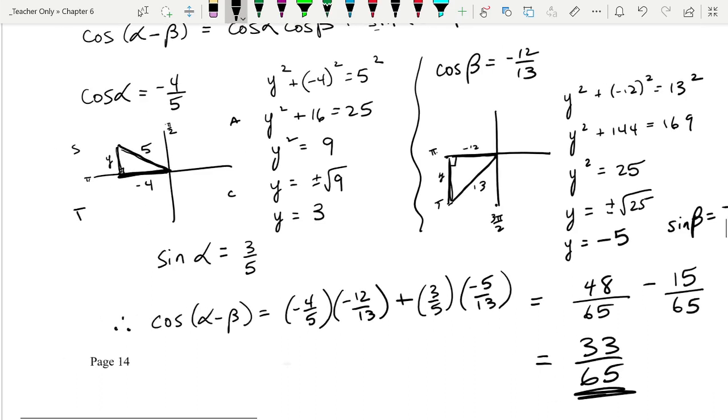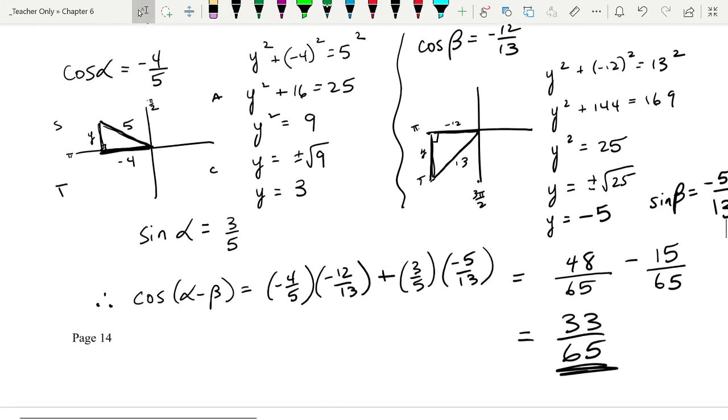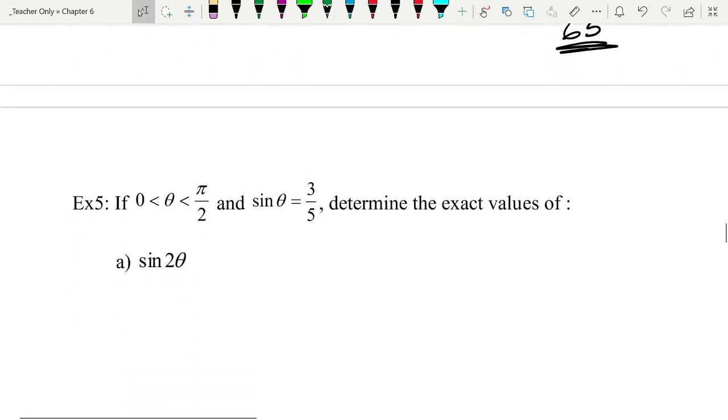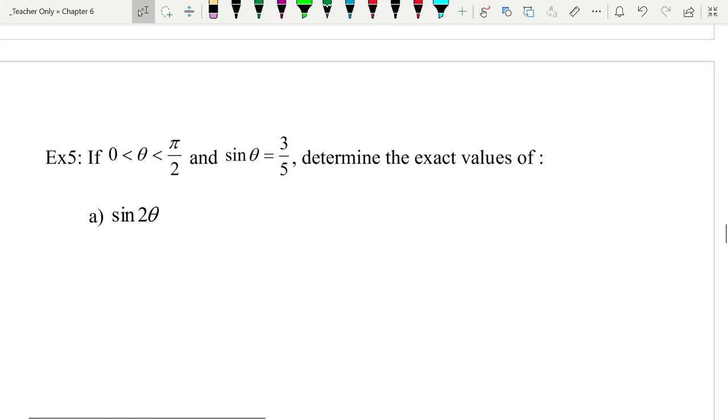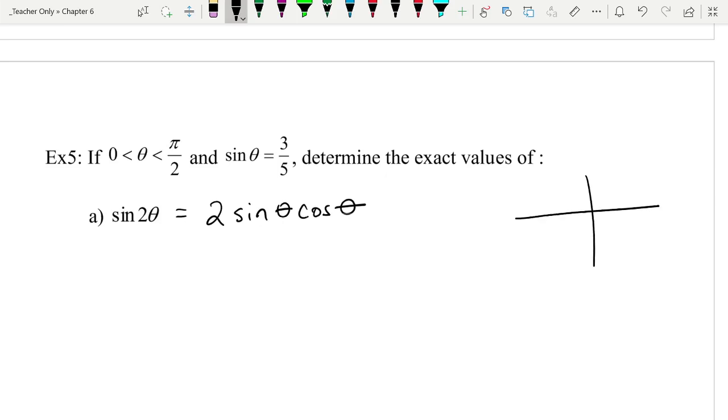Okay, here's one more kind of like it. Check out the next one. So we're between 0 and pi by 2, and sine of theta is 3/5. Determine the exact value of sine of 2 theta. Okay, so for the exact value of sine of 2 theta, they only give me one formula. It's 2 times sine times cos. And I know sine, I've got to find cos.